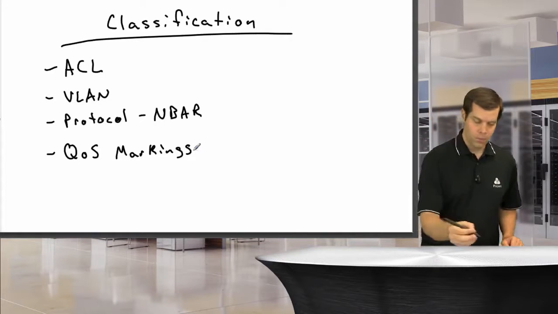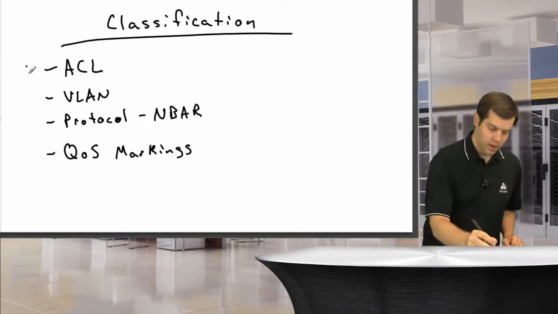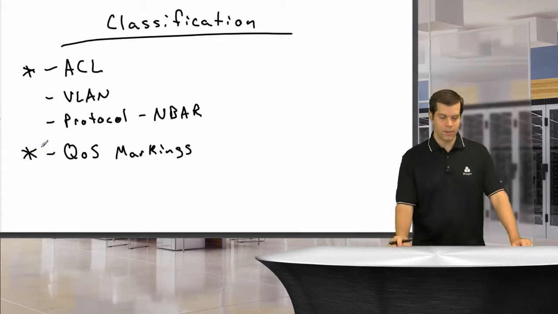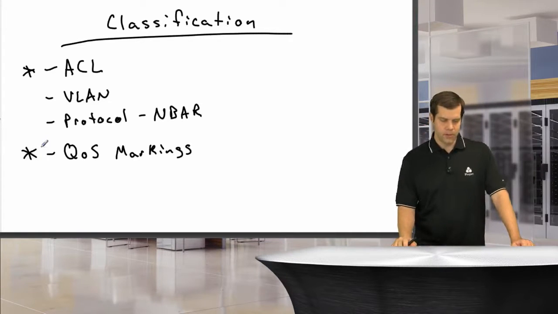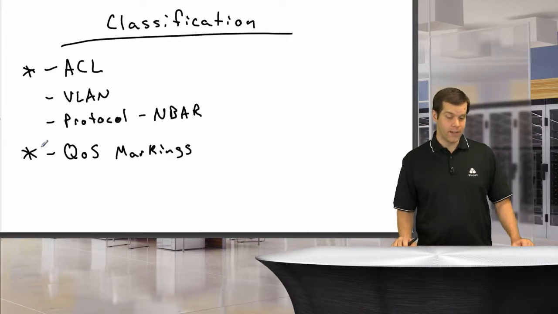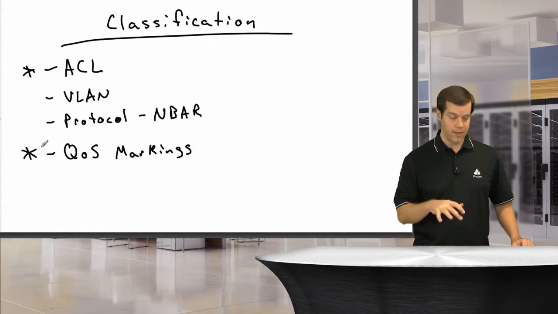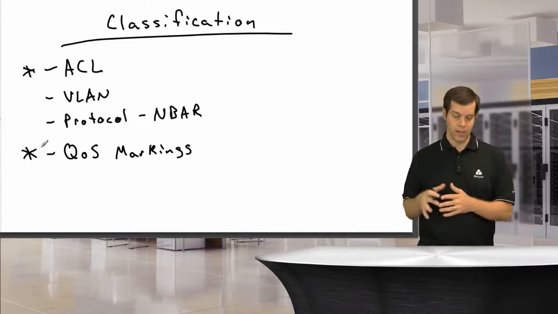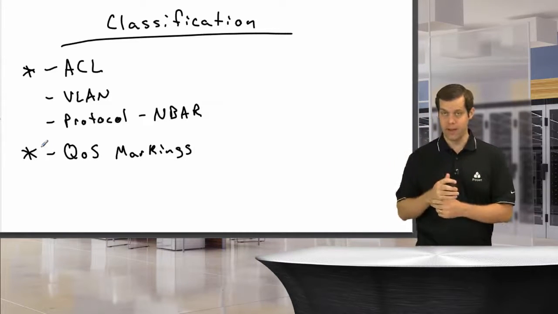Probably, again, what we'll use most of the time from a wired QoS perspective would be ACLs or QoS markings. We might use VLANs. I don't know that we're going to be able to use NBAR on the wired side of things. Absolutely on the wireless with AVC, we will be able to. So we're going to focus mainly on ACLs and QoS markings on the wired side. And when we get into wireless, we'll look at a few other tools that we have there. But that'll be in a separate set of videos.